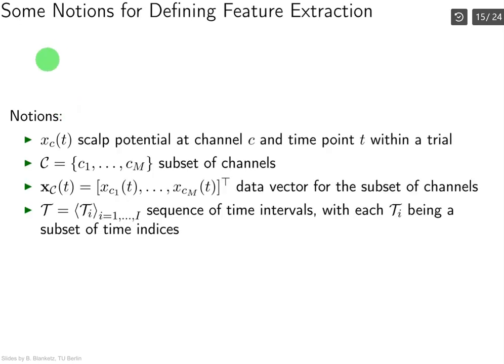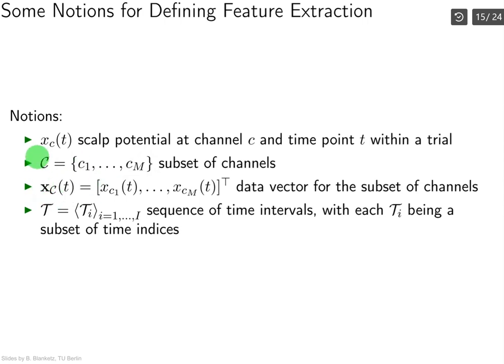So let's talk about notations for constructing the feature vector and representing our data from EEG. Some of the notations that we can use are as follows. So x_c(t) represents a scalp potential at channel c and time point t within a given trial, okay? While we can use this calligraphic C to represent the feature that corresponds to a subset of channels. If you have M number of channels, we can represent them as a subset or set.